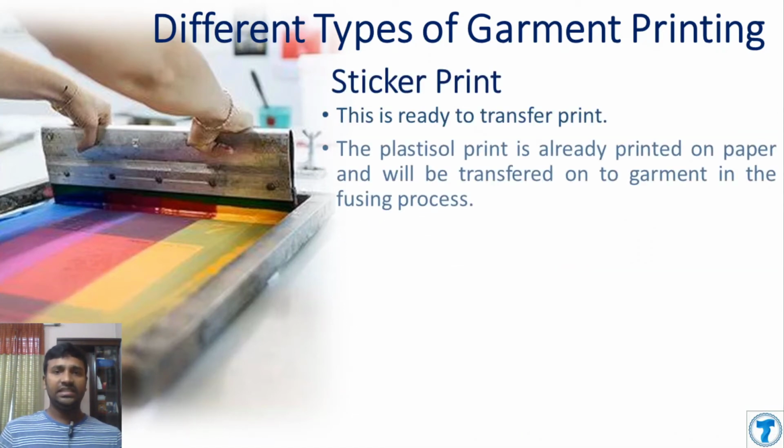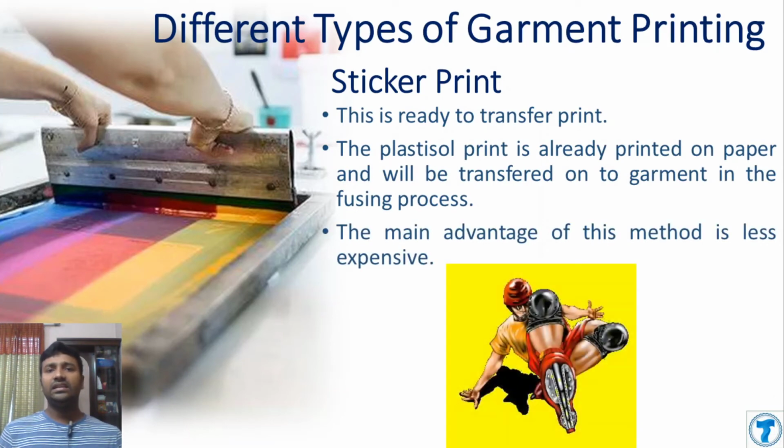Sticker print. Sticker print is very easy and it is a ready to transfer print. The plastisol print is already printed on paper and will be transferred onto the garment with a fusing process. The main advantage of this method is that it is very inexpensive.